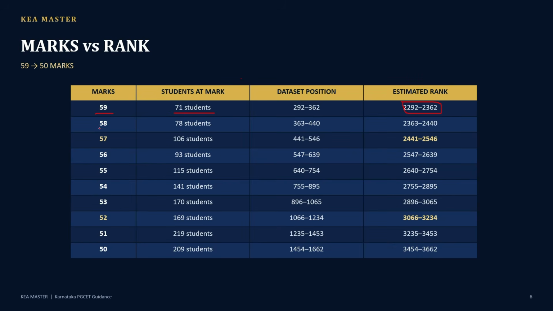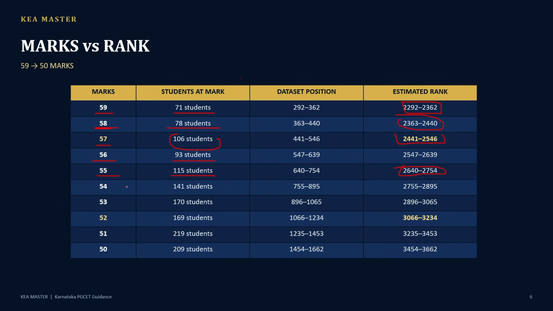At 58 marks, 78 students are there, giving around 2363 to 2440. Then at 57 marks, we have 106 students, giving approximately 2441 to 2546. At 56 marks, there are 93 students. At 55 marks, we have 112 students, giving around 2642 to 2754.